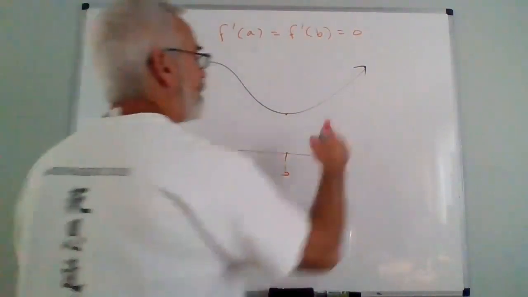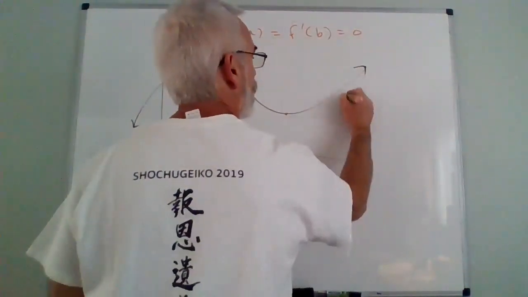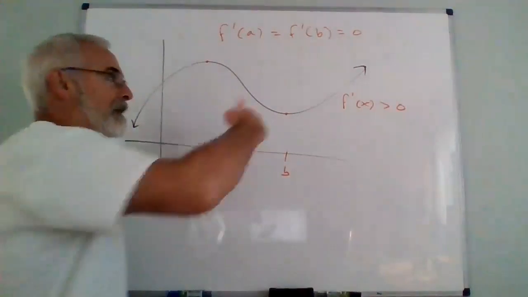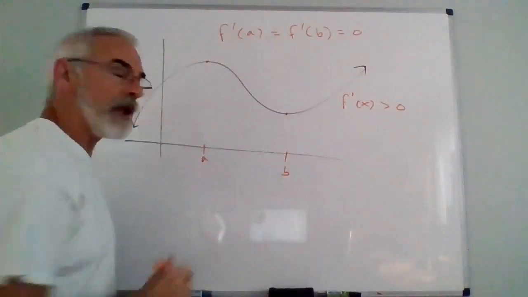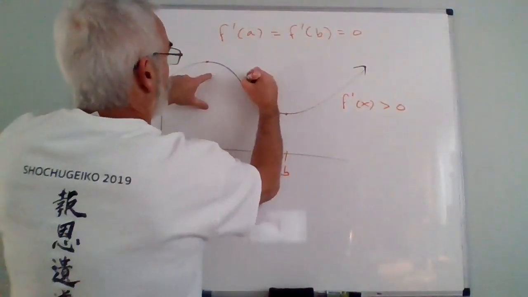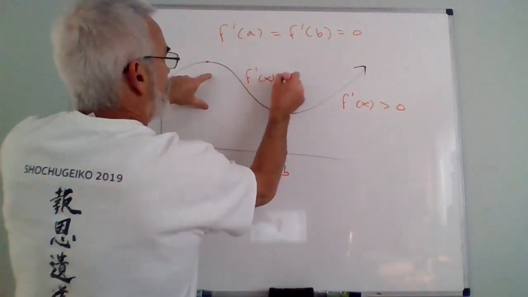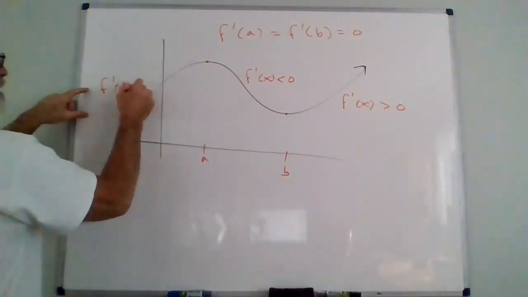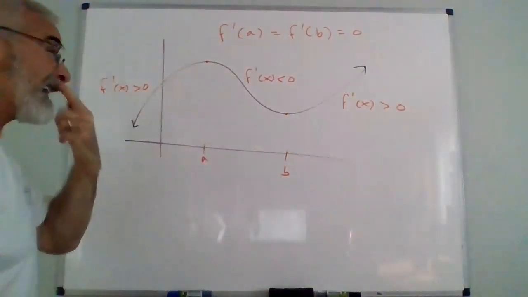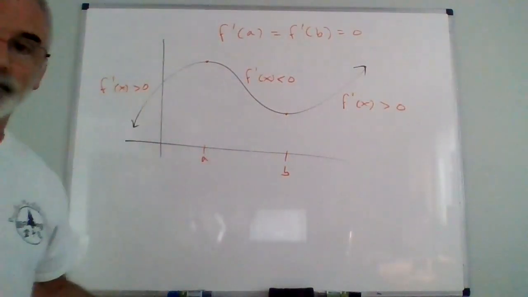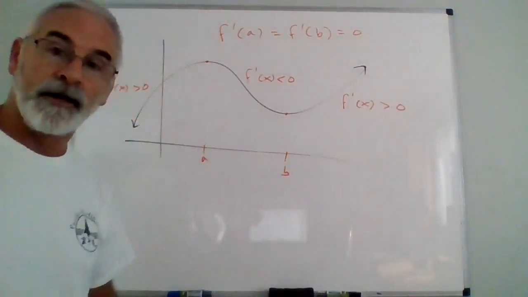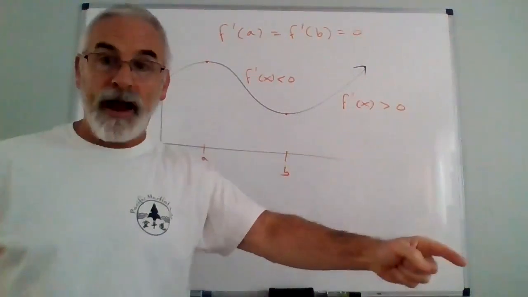Well, I know in this region, in this part of the curve right here, F prime of X is positive. How do I know that? Because the curve's going uphill. I know in this part right here, F prime of X is negative because the curve's going downhill. And then over here, F prime of X is positive. So when we find our derivative and we set it equal to zero and we find where those critical values are, in this case, it'd be A and B, what about the rest of the graph?